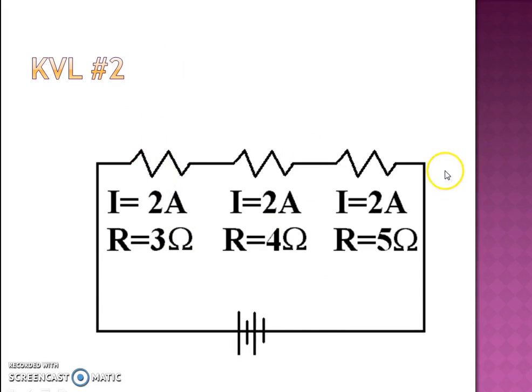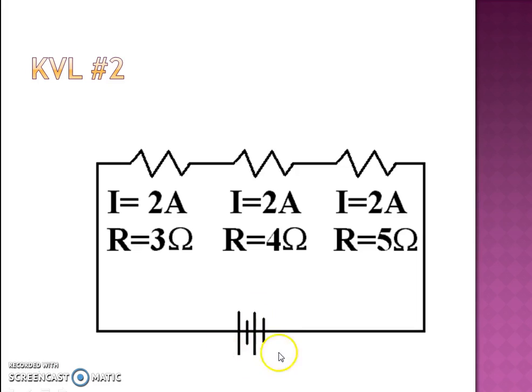It consists of three resistors. This is the supply voltage. Let this be R1, this is R2, and this is R3. The current through R1 is I equal to 2 amps, through R2 is I equal to 2 amps, and through R3 is 2 amps. As these three resistors are connected in series, the current flowing through all of them is 2 amps only. The first resistance is R equal to 3 ohms, then 4 ohms, and then 5 ohms.